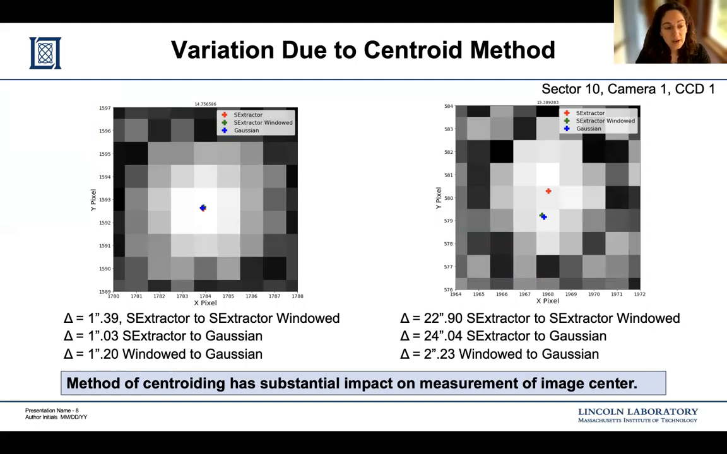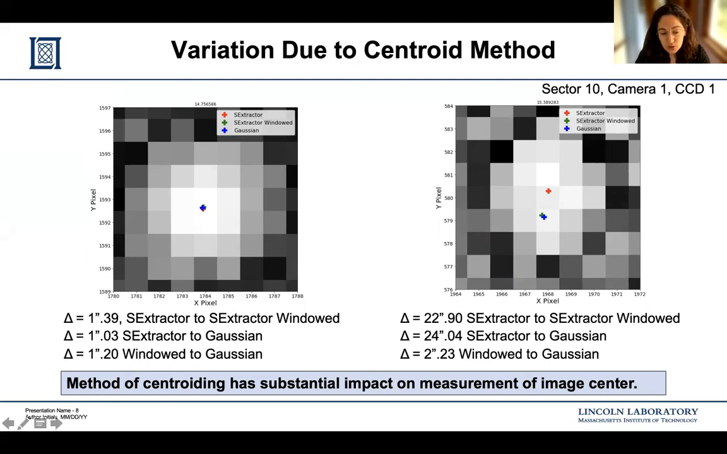So when you have a mostly symmetric PSF, the method is not terribly critical. The differences between them are about 1 arcsecond, so that's a little bit more than a 20th of a pixel. However, when you have a more asymmetric PSF, at larger field angle, the differences between methods can be quite substantial, more than a pixel in some cases. So the method of centroiding has a substantial impact on the measurement of the image center.